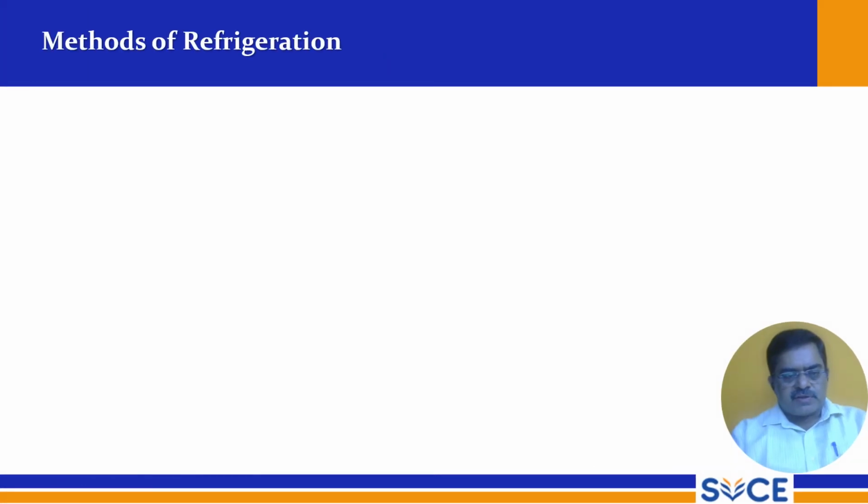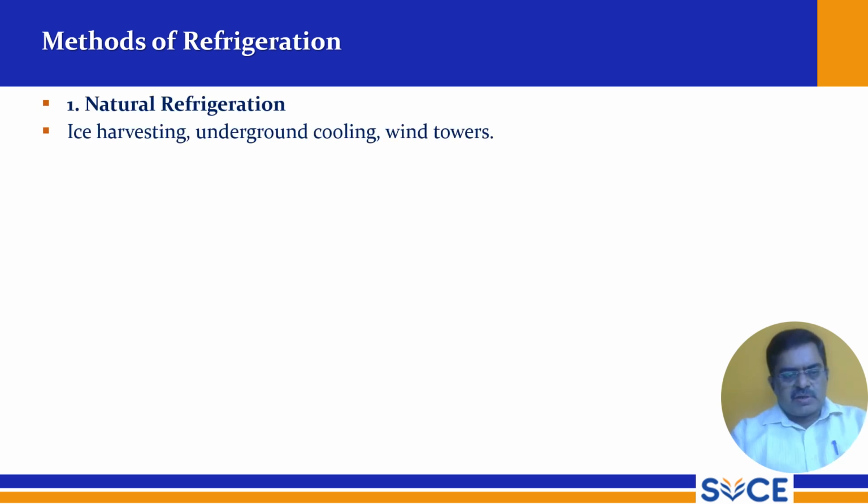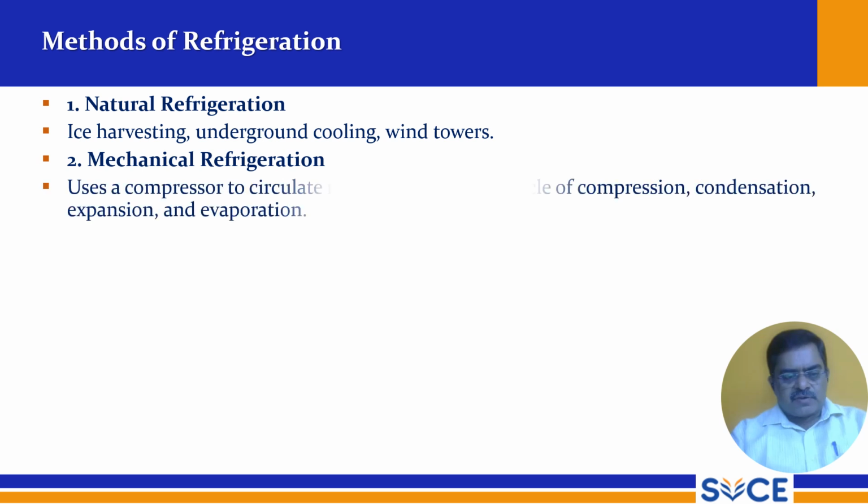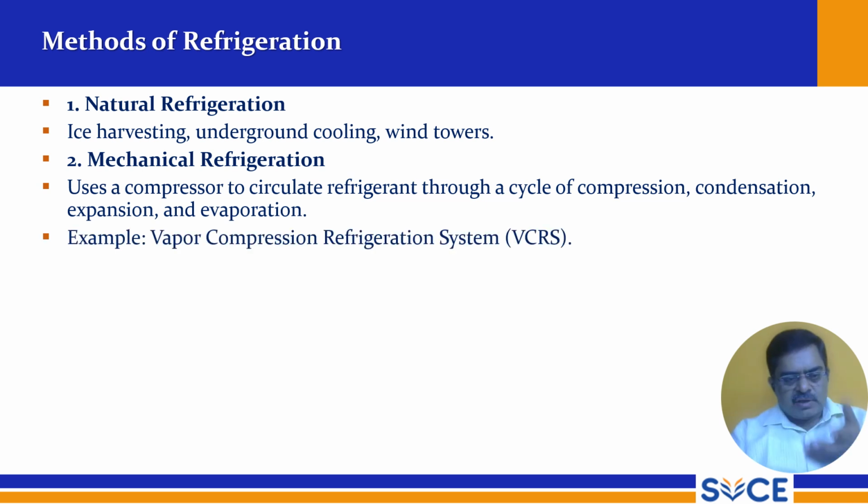So methods of refrigeration: natural refrigeration, ice harvesting, underground cooling, wind towers. These are a few examples of natural refrigeration systems. Mechanical refrigeration uses a compressor to circulate refrigerant through a cycle of compression, condensation, expansion and evaporation. So this is mechanical refrigeration, and the example is the vapor compression refrigeration system, VCRS.